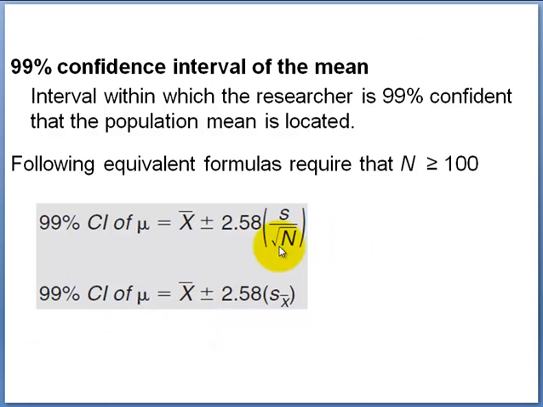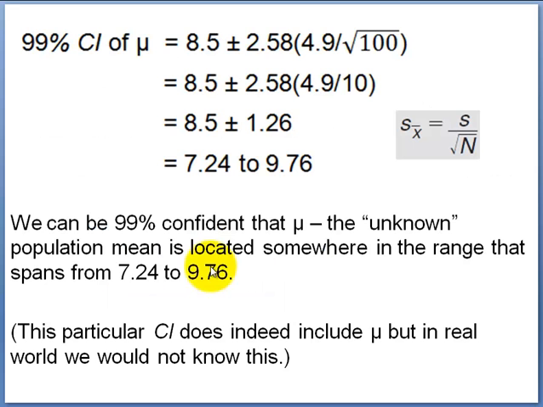Just as a quick aside, where does this 2.58 come from? Take a minute and consult the normal distribution table at the back of the text. 99% of cases in a normal distribution are located within 2.58 standard deviations of the mean. So that's why we're using 2.58.